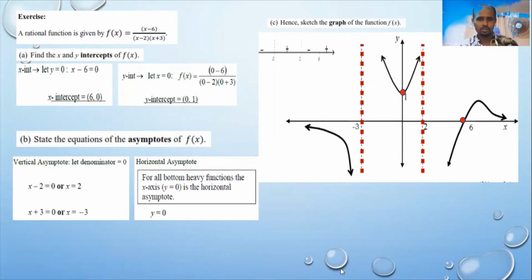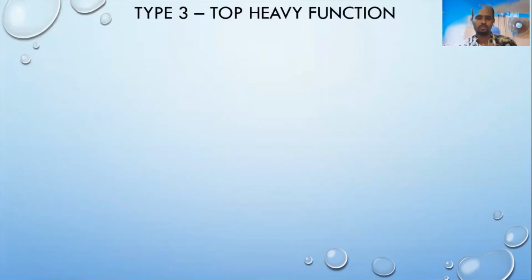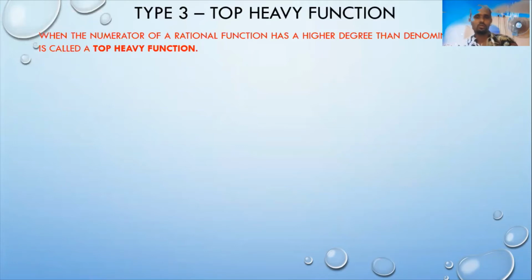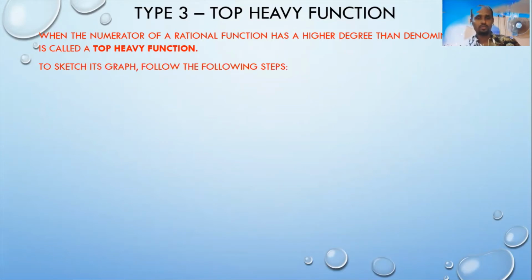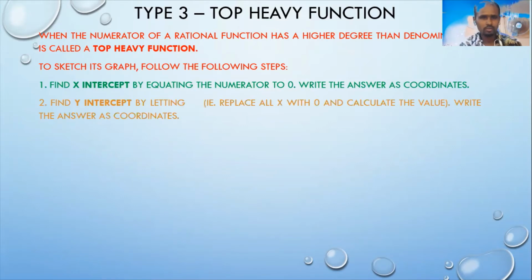Now let's go to the next one, which is the top heavy function, the last type. Let me just discuss the steps. When the numerator of the rational function is of a higher degree than the denominator, it is called a top heavy function. To sketch its graph, follow these steps. First, to find the x-intercept, you equate the numerator to 0 and write the answer as coordinates. Then to find the y-intercept, replace all x with 0 and calculate the value.